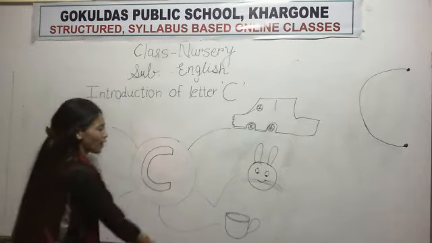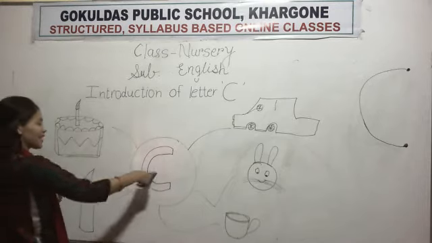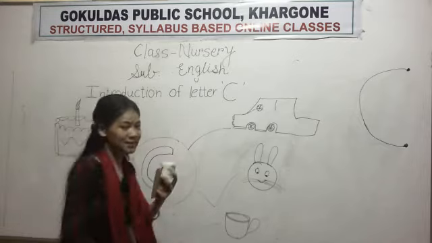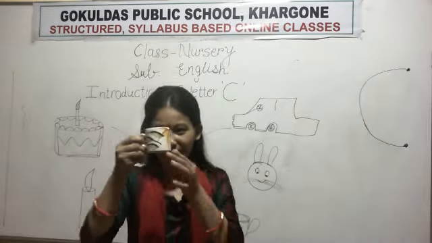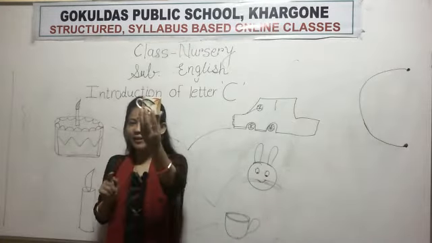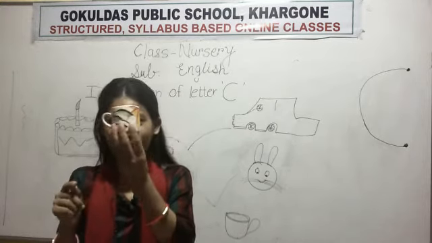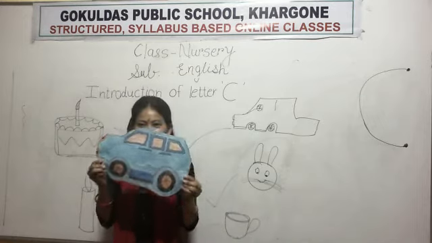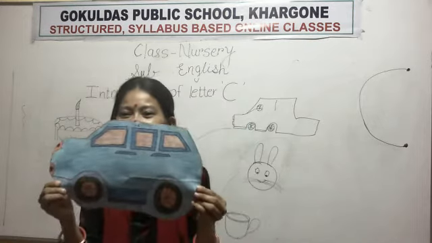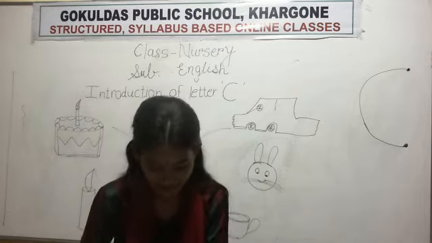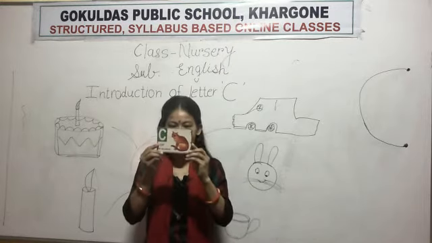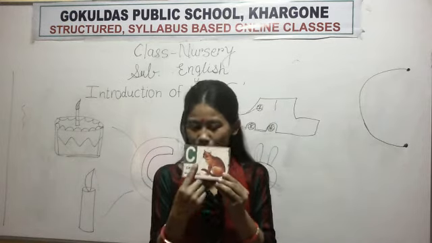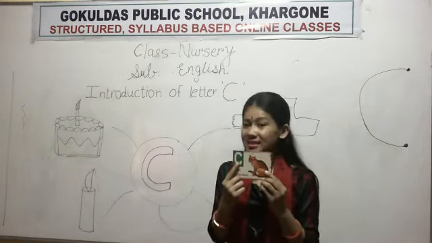And C for cup. This is cup. C for cup. And C for car. And C for cat. Which letter is this? This is C.